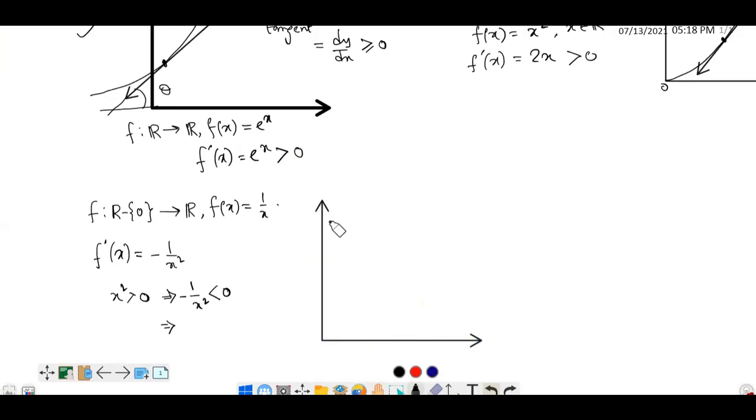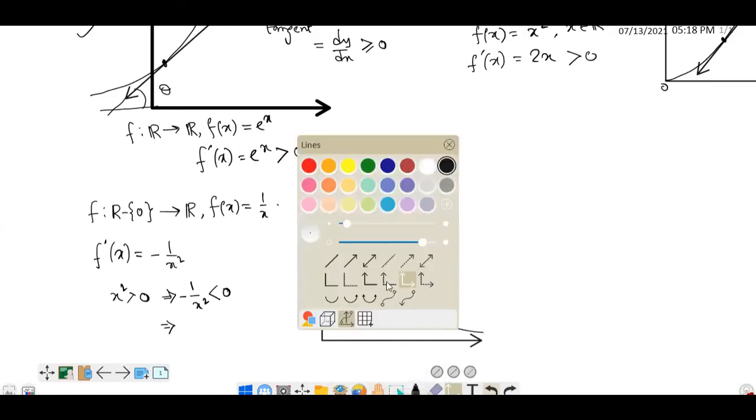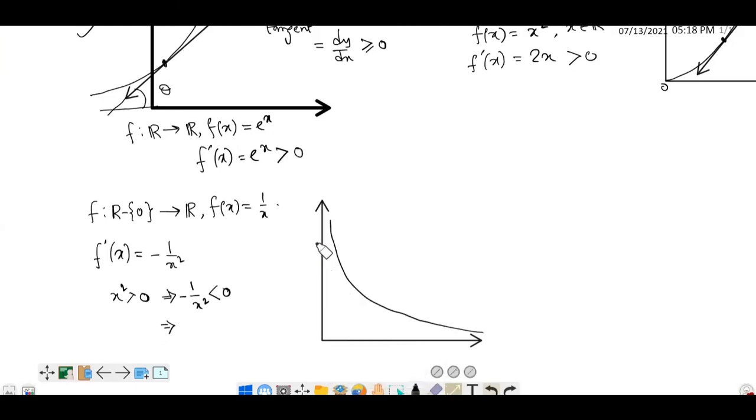So the graph of this will look like this. And if you draw a tangent here at any point, you will see the tangent will be looking like this. And you can easily see that the tangent here is making an obtuse angle with the positive direction of x-axis. Say it is theta. So it is an obtuse angle.